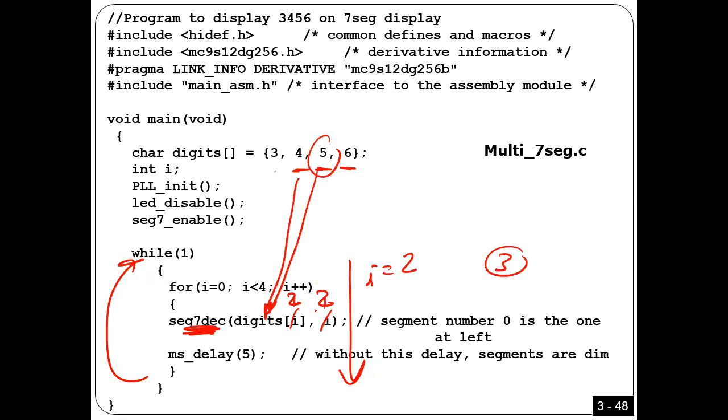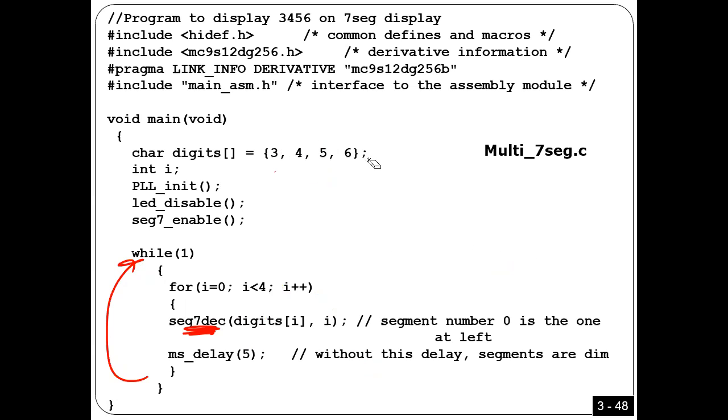Remember how this function works. As I told you before, here you give me the number you want to display. Here you have to tell me which 7 segment display you want to turn on. This one should get a value from 0 to 3. Is that okay? Any question? And every time I'm going to wait 5 milliseconds. Any question? Is that easy?